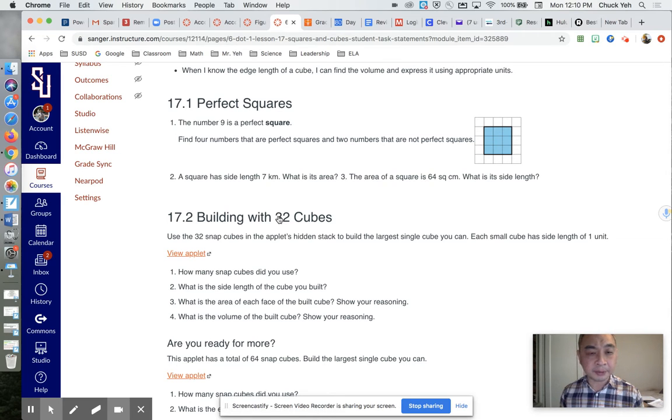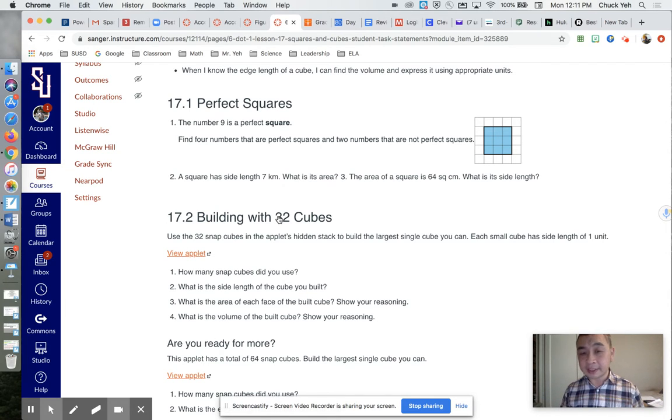So find 4 numbers that are perfect squares and 2 numbers that are not. So there's a lot more not perfect squares than perfect squares. So think about it. What are some numbers that can multiply by itself? So let's just use 2. 2 times 2 is 4. So 4 is a number that's a perfect square. We already did 3, 3 times 3. How about 4? So 4 times 4, you got it, 16. 16 is a number that's a perfect square. How about 5 times 5? 25. So 25 is also a number that's a perfect square.